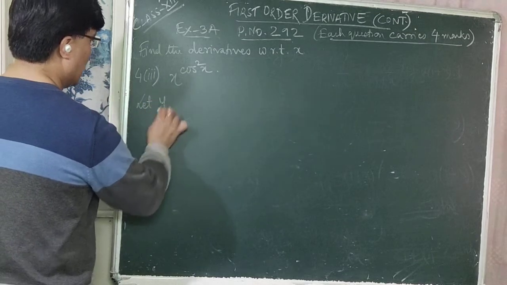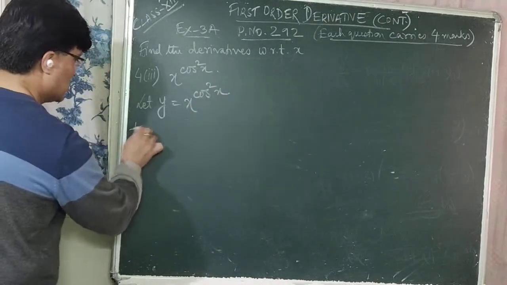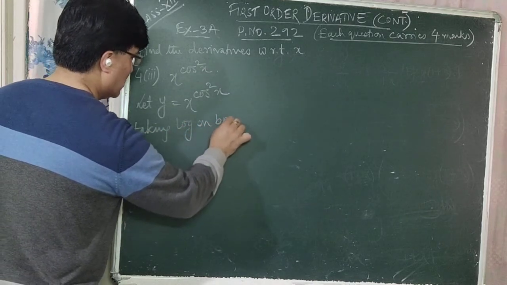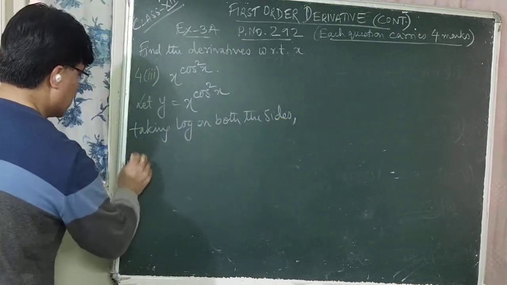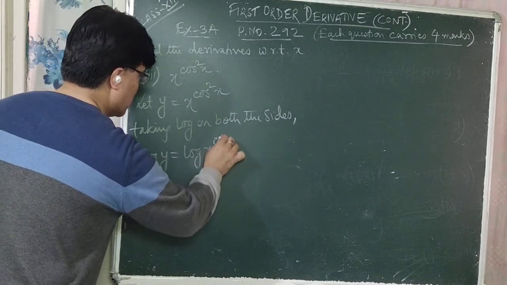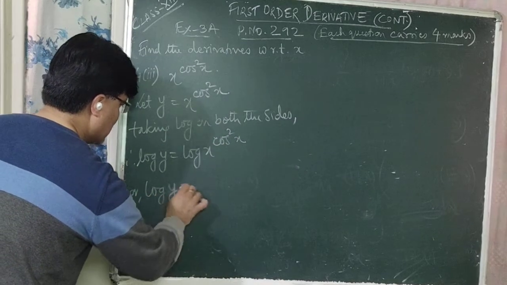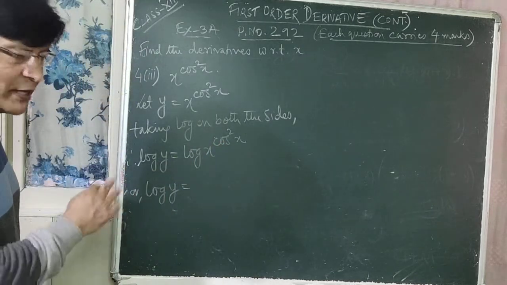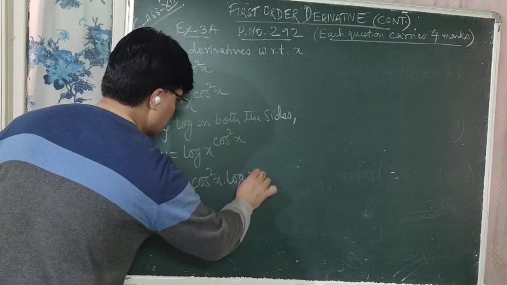Let y is equal to x to the power cos square x. So you have to take log on both the sides. Taking log on both the sides, what do we get? Therefore, log y is equal to log x to the power cos square x, or log y is equal to, now you can use the properties of logarithm here. This power becomes the coefficient, that is cos square x into log x, right?